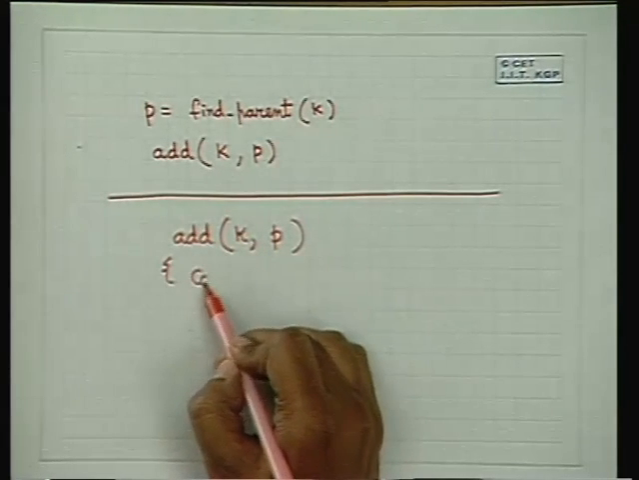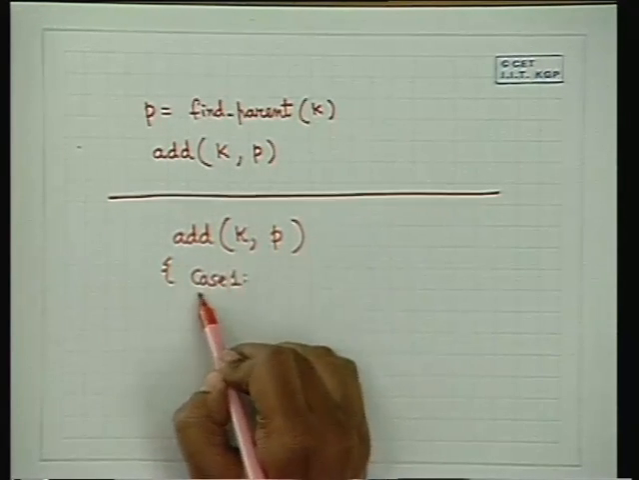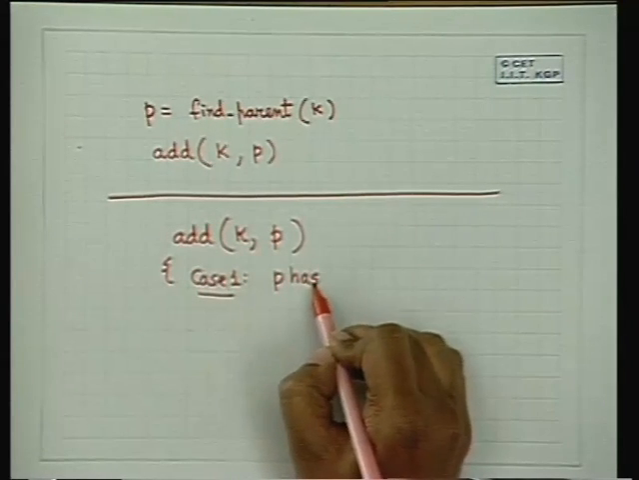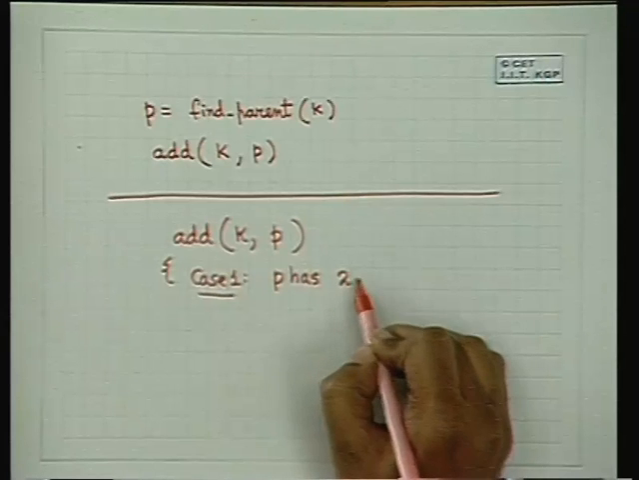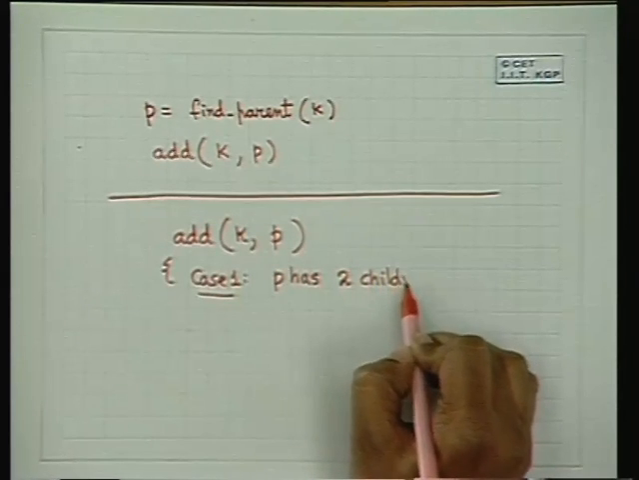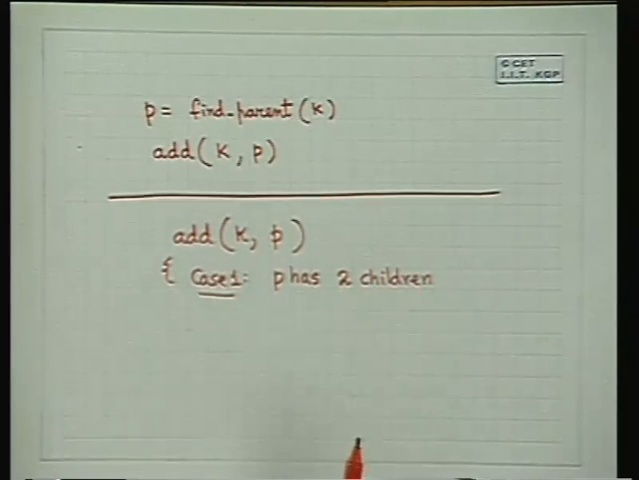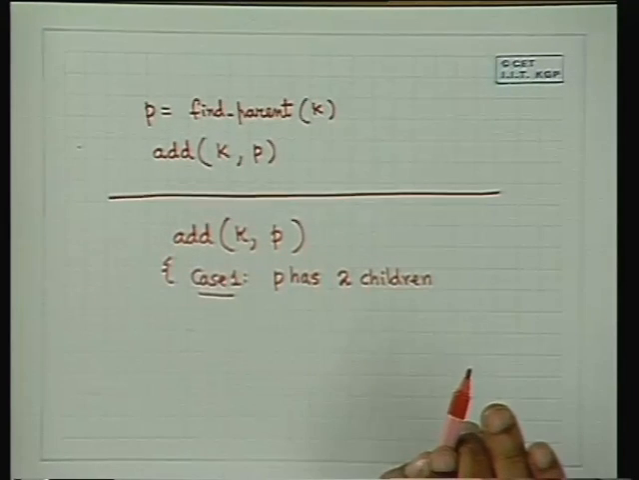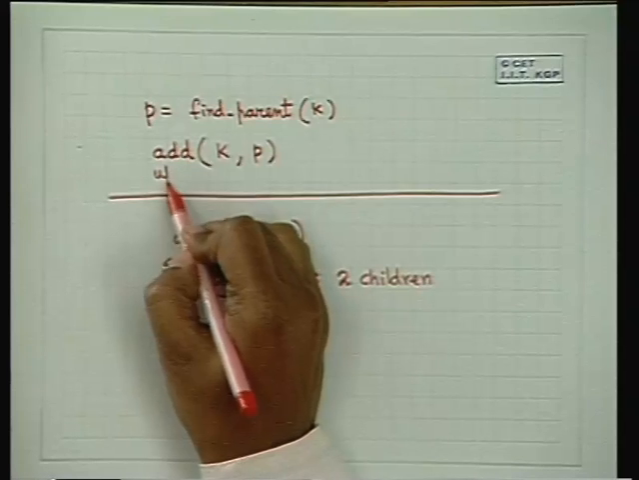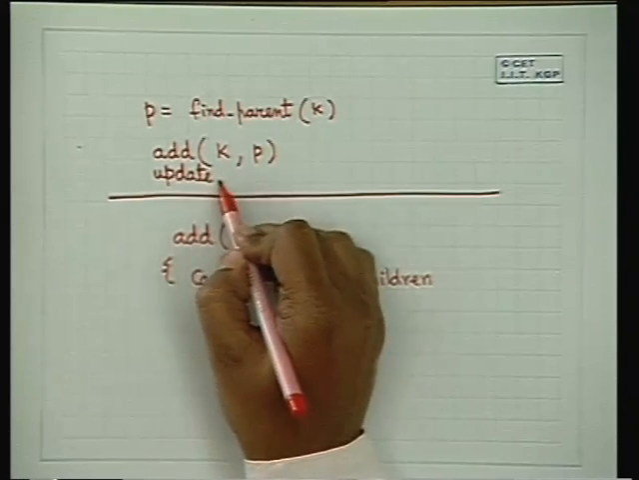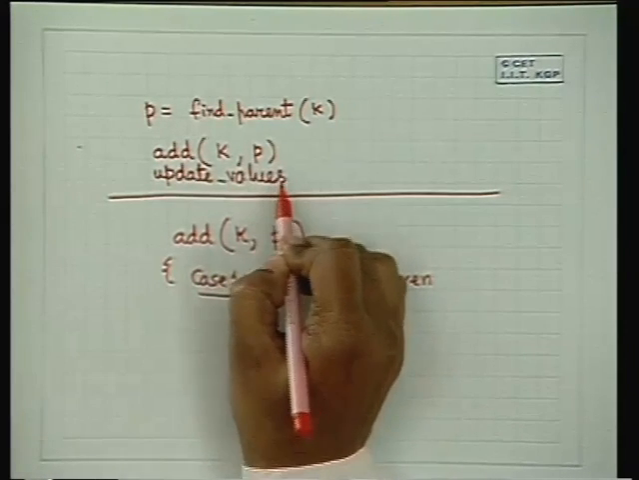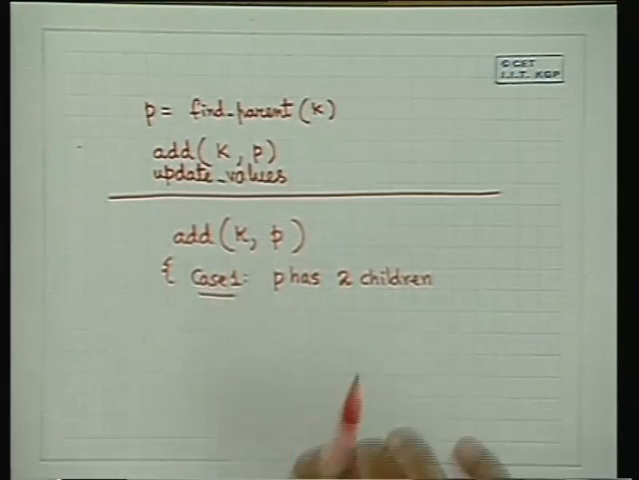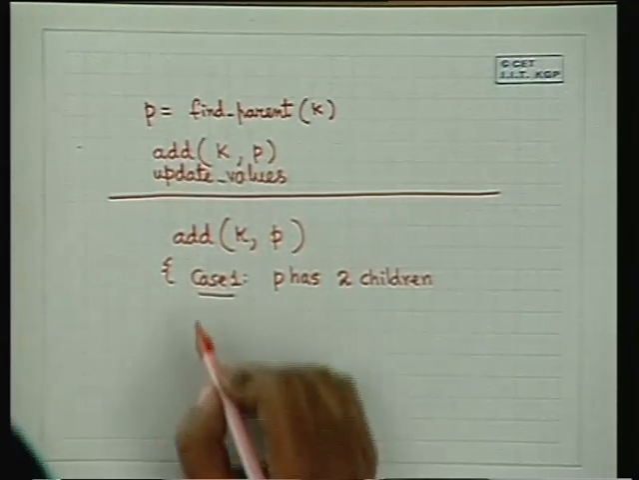Then what is case 1? P has 2 children. This case is easily solved. Just put it there, update the values. So add to P and update values. Obviously update values is there. These are the L value, M value, R value, updation has to be done. I am not going into it. Let us first understand this.